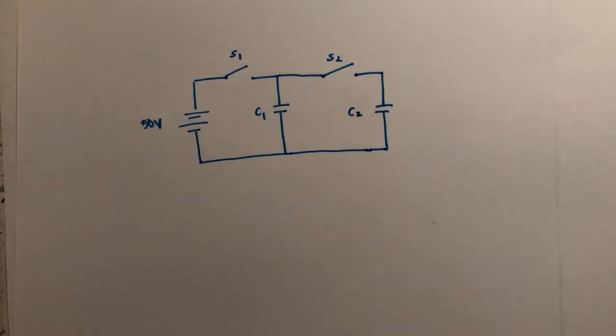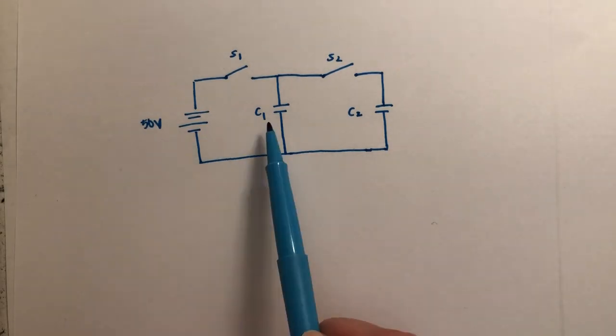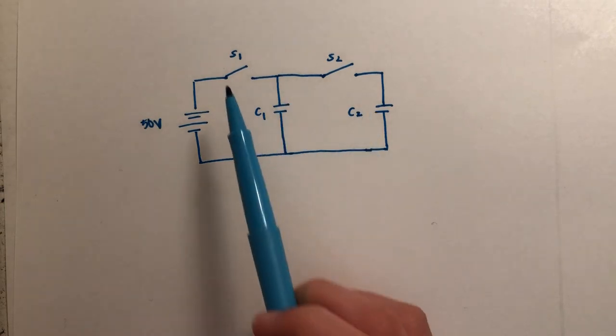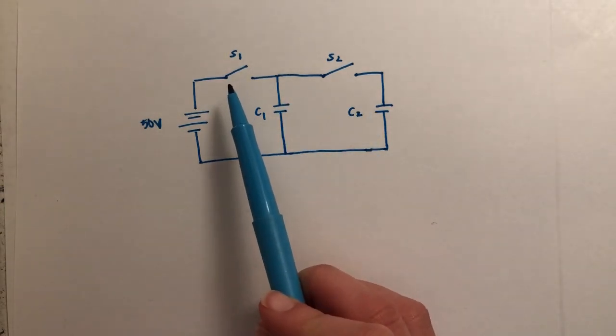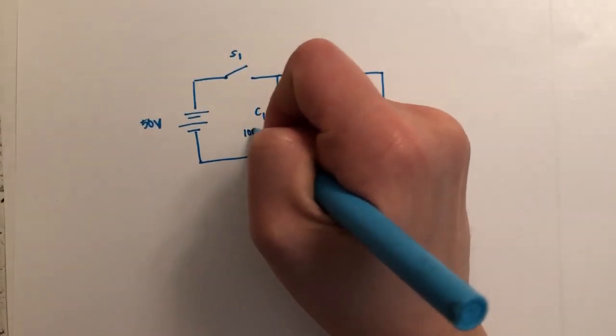I'm going to be doing problem number 8. So in this circuit, the battery provides a constant delta V of 50 volts. Capacitor 1 and capacitor 2 are initially uncharged. So the first switch, S1, is closed and it charges this 100 microfarad capacitor.